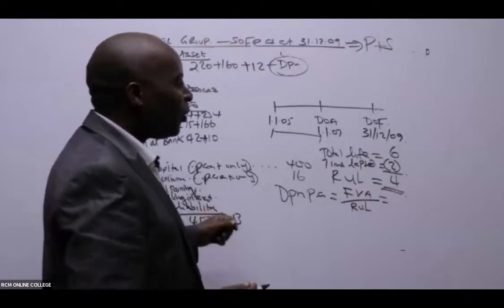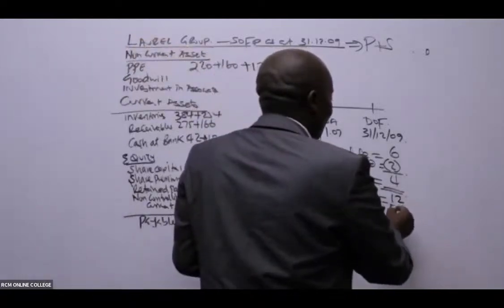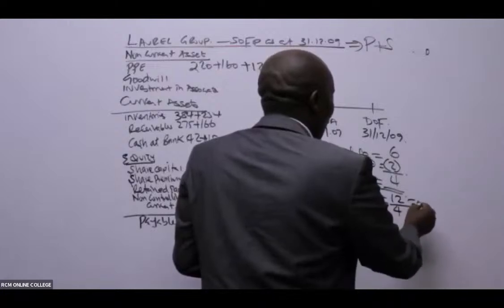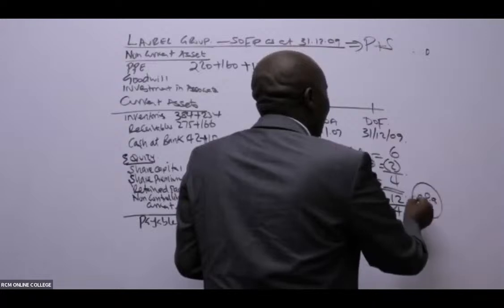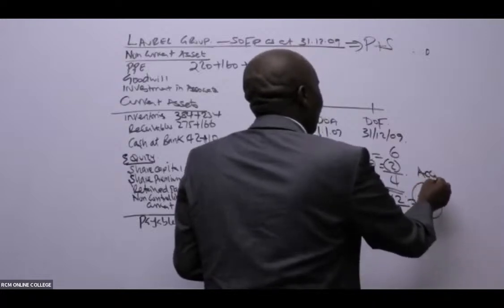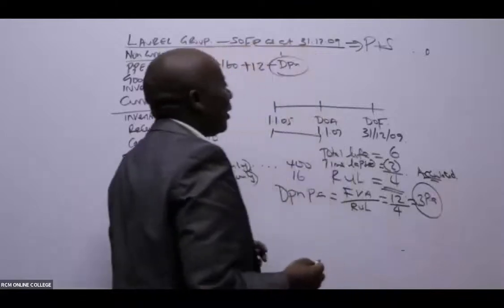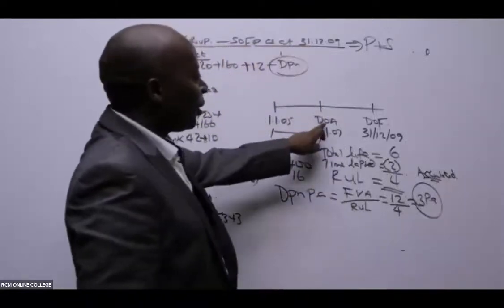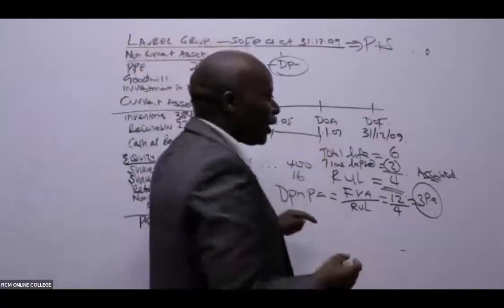So the fair value adjustment that we have here, you have given me a figure of 12, divided by the remaining useful life of 4. So this gives me 3 per annum. But remember, this has to be accumulated for the time that we have been with this asset. Remember, we acquired this asset on 1st January 07. So this has to be accumulated to the balance sheet date.